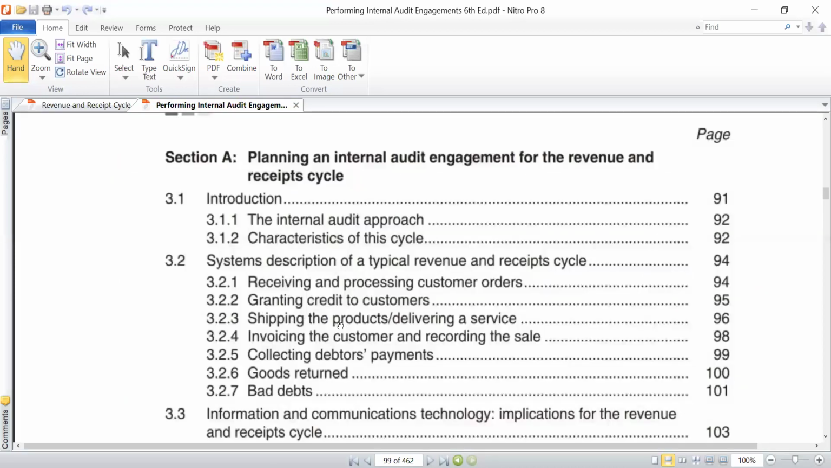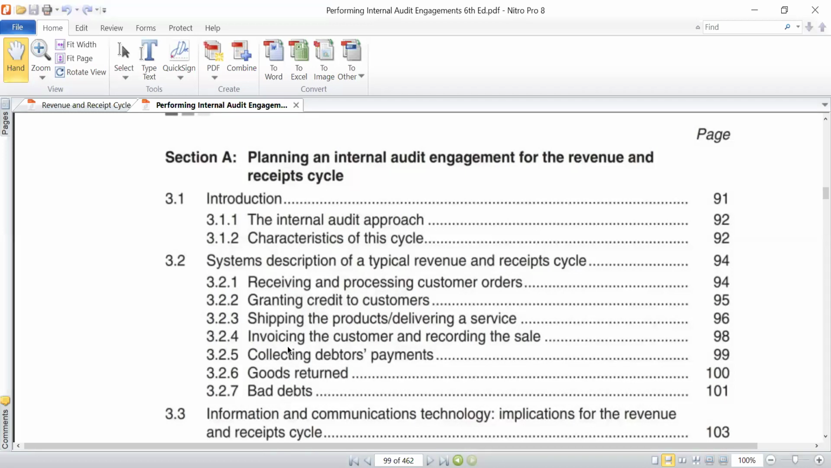Third stage, it's shipping of the product or delivering a service. Like I said, with the revenue and receipt cycle, you're either dealing with something physical that you're selling to the consumer, or you are providing a service to the consumer. So obviously the third stage has to do with you providing a service to the consumer, or simply shipping the actual product to the consumer, or it's delivery to the customers.